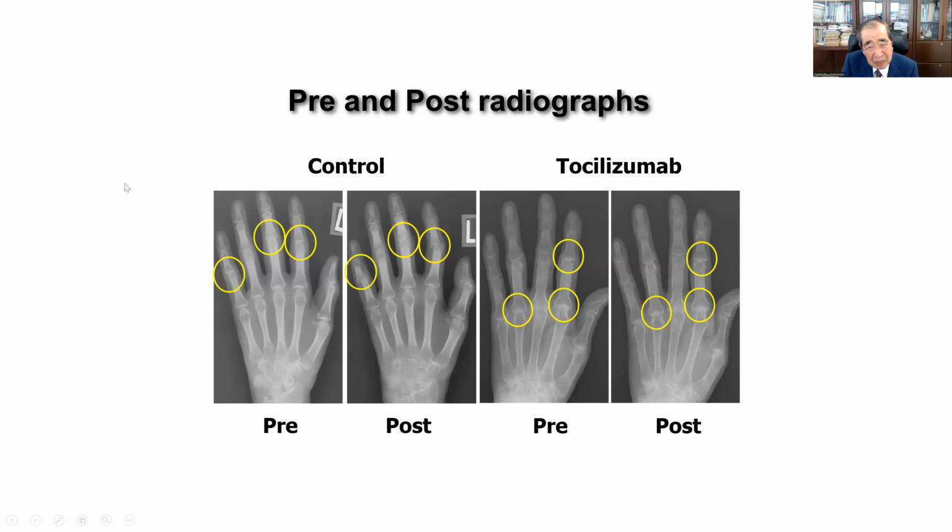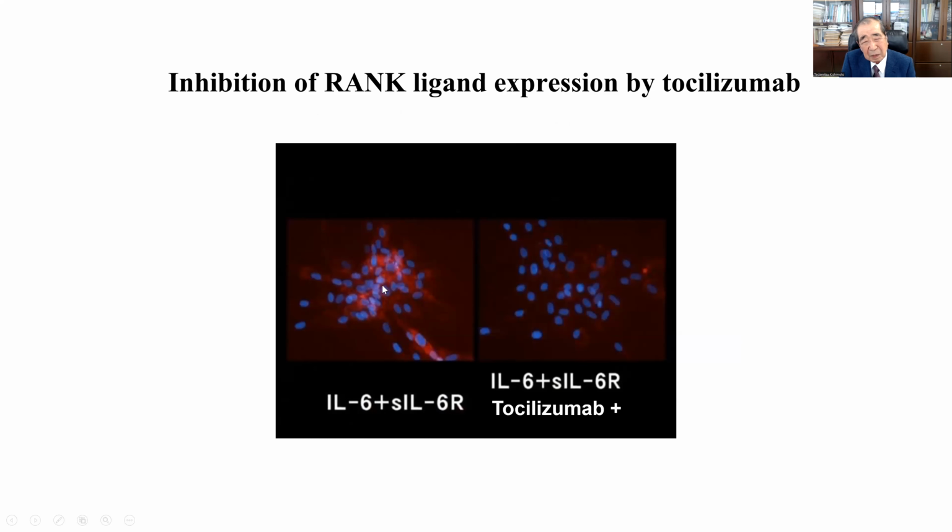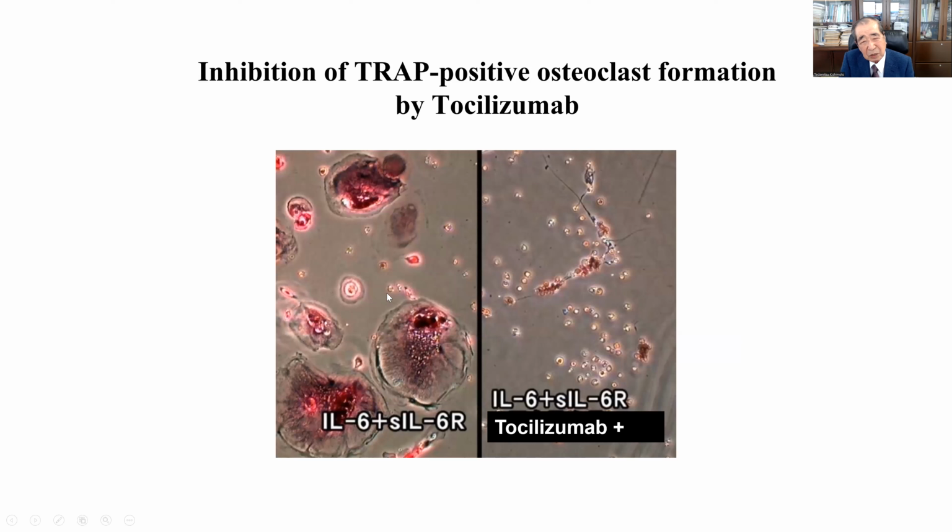And as you can see, in the control patient, there is bone absorption and joint destruction. But with treatment with anti-IL-6 receptor antibody, no bone absorption, no joint destruction. If we cultured peripheral monocytes and stimulated with IL-6 and soluble IL-6 receptor, we can induce RANK ligand, stained by red color. But in the presence of tocilizumab, this RANK ligand expression is inhibited. If we continue the culture, multinuclear osteoclasts are induced. But in the presence of tocilizumab, no osteoclast induction.